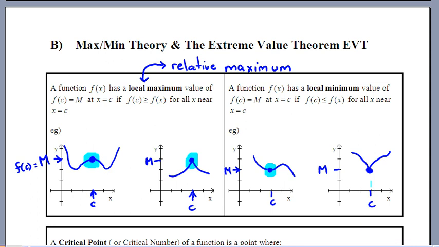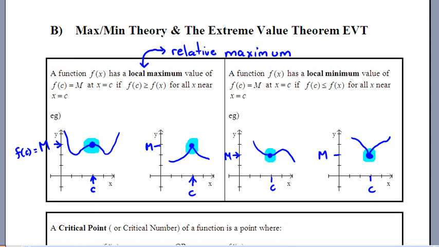As long as we look at it and say, yep, in that little area, in that neighborhood, that's as low as it's going to go, then we can say that that is a relative minimum or a local minimum. So local, relative, completely interchangeable.